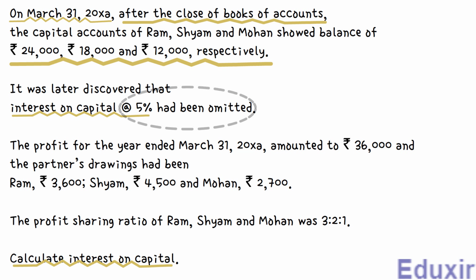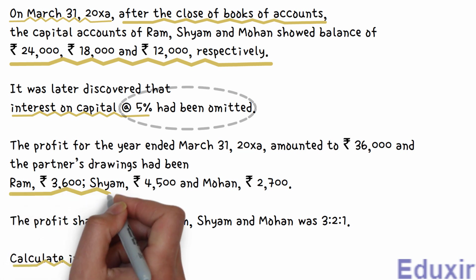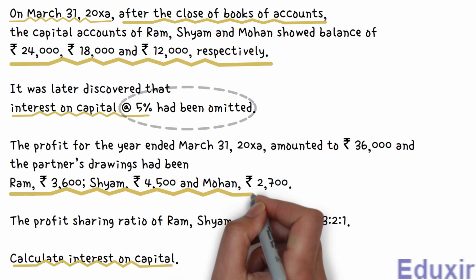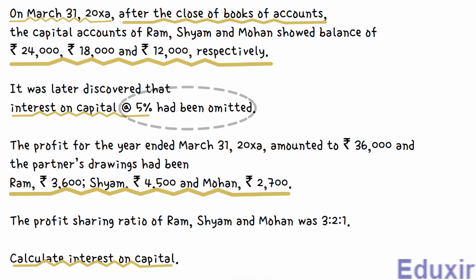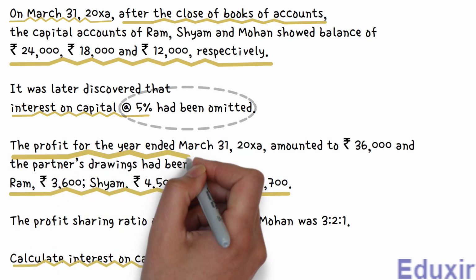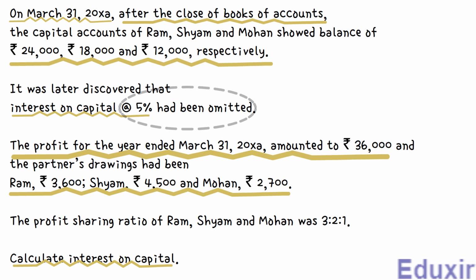It is also given that their drawings are 3,600 rupees, 4,500 rupees and 2,700 rupees. These two things are directly given to us. But the profit share is not directly given to us. Instead, it is given that the profit for the year amounted to 36,000 rupees. From this, we have to find the profit share. Now, to calculate the profit share of each partner, we need to find the net profit that should be distributed among the partners. See, the net profit is not directly distributed to the partners, right?